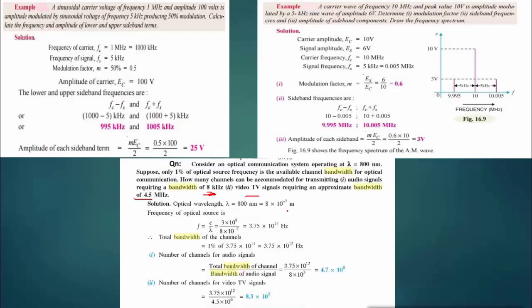The first thing, as I said, is to calculate how much this 1% is. We know that frequency is velocity, which for an electromagnetic wave is 3 times 10 power 8, over the wavelength 8 times 10 power negative 7, and we get the total bandwidth that can be offered by this communication, but only 1% is available. It means 1% of this, so 1% of this is this value here. Don't get confused by what has changed; look, these values have changed. Only 1% is available.